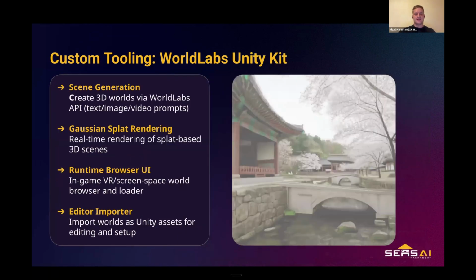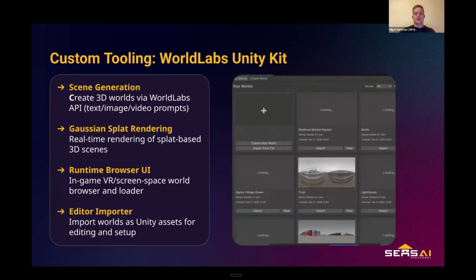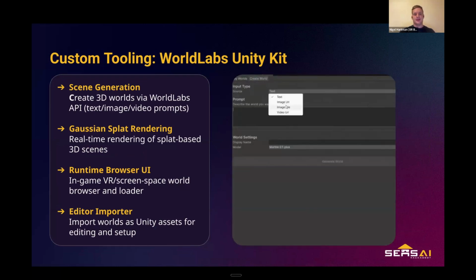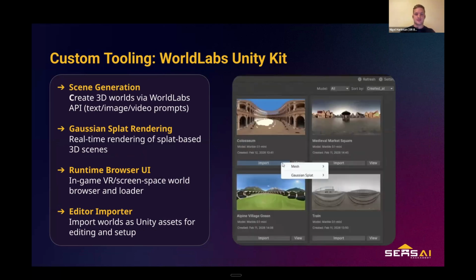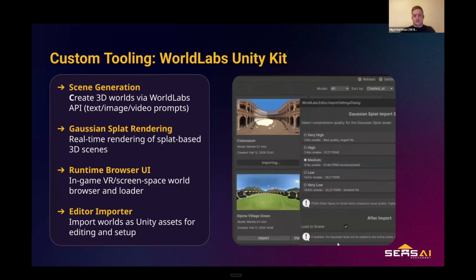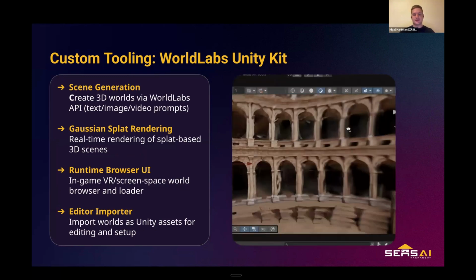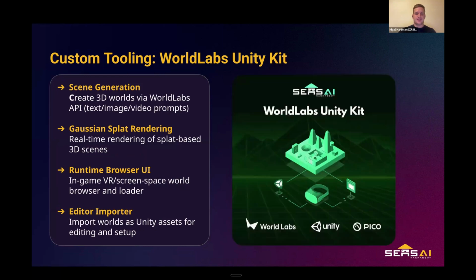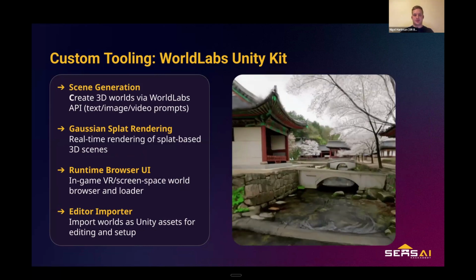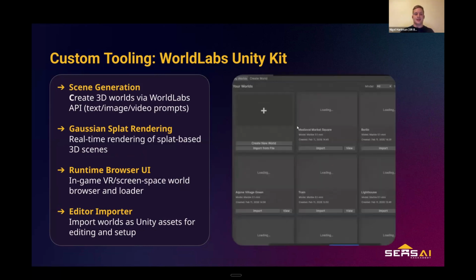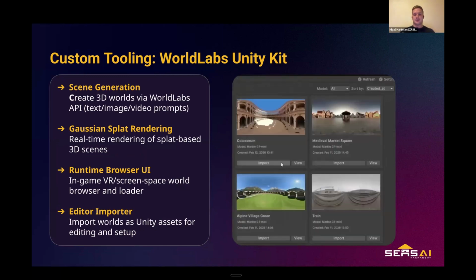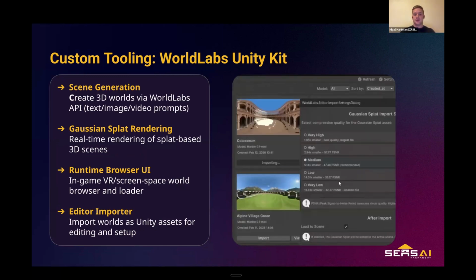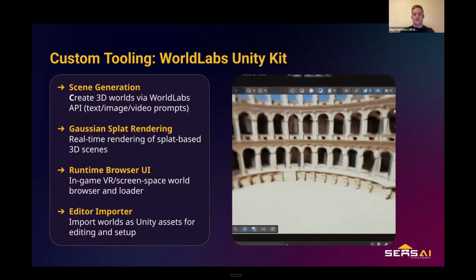And to harness that spatial intelligence, we built our own custom toolkits. Specifically here, we will show you our World Labs Unity toolkit, for example, which is running in the new PICO OS 6 emulator. And this kit allows you to prompt entire 3D worlds via the World Labs API using just text or images or video. And we utilize Gaussian splatting for real-time, ultra-realistic rendering here.